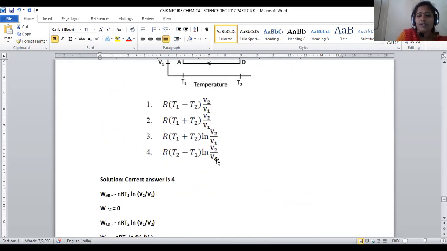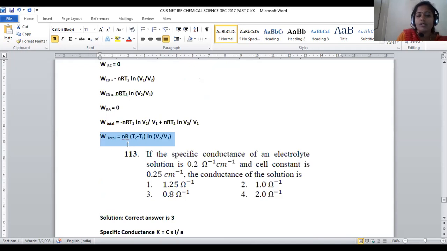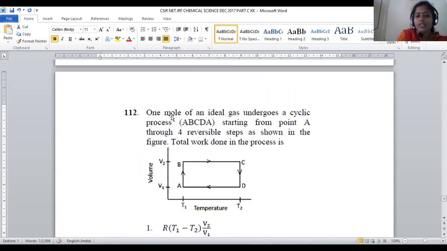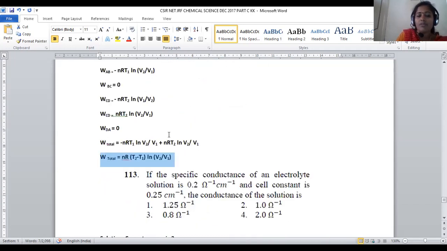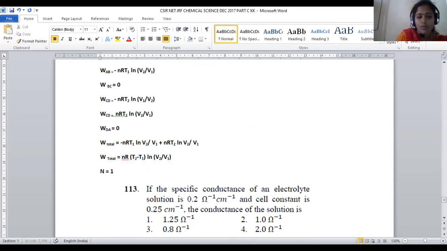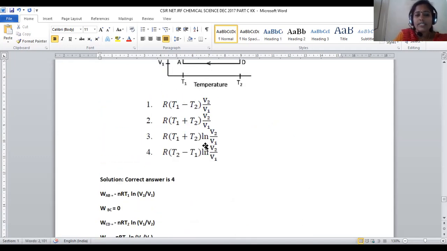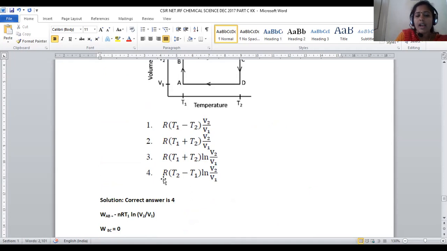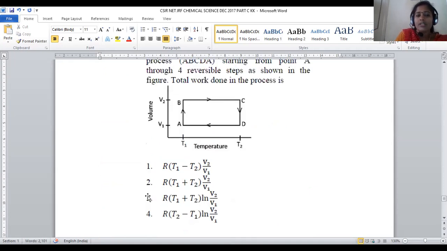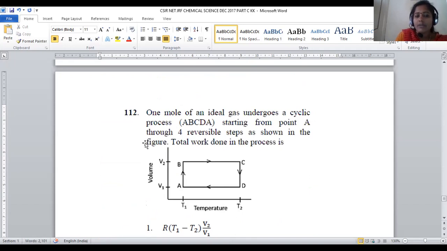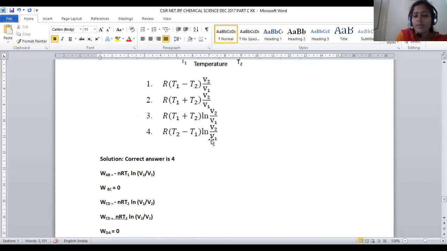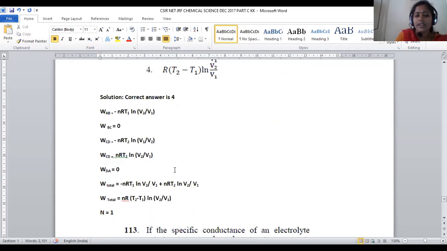That is given in option number 4. If we are taking 1 mole, because the problem started with 1 mole only, n is equal to 1. That's why the formula will be R (T2 minus T1) ln V2 by V1. Right? So for this question number 112, option number 4 will be the right answer.